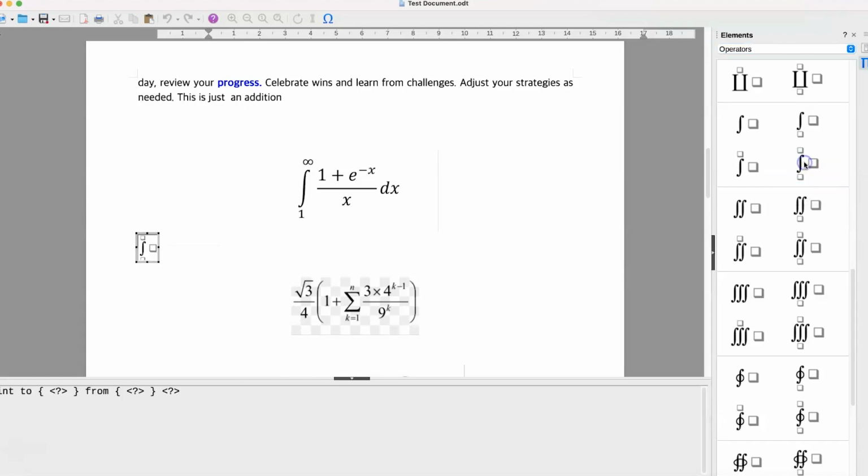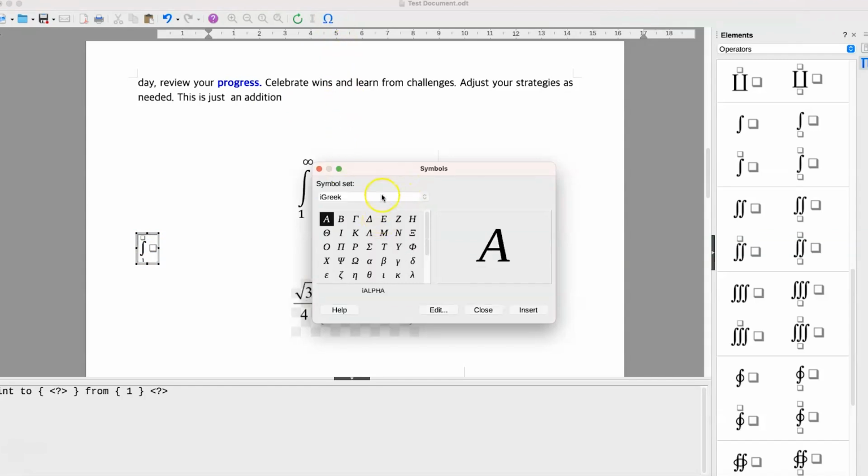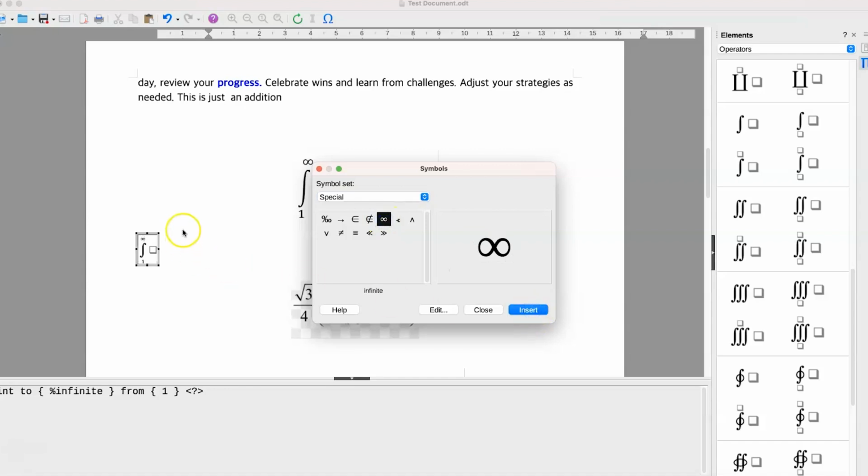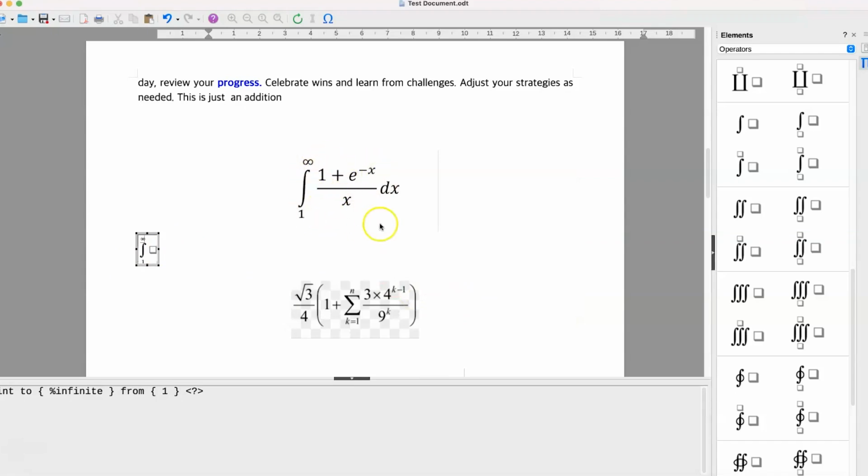So we select this first option and you can see over here you can put in the values. The beginning is 1 and the ending is infinity. Now how can you insert infinity in this? You can check from the object over here. You can come to the Special section and you can see infinity, so you can easily insert it and you can see it added. So you can close this and then you can write the function: 1 plus e raised to the power minus x, divided by x, dx.